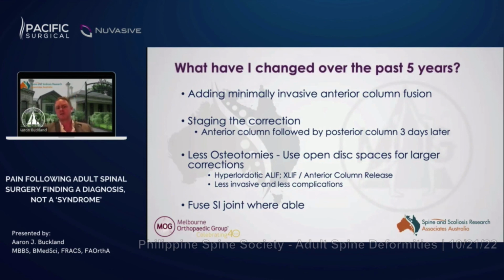I look for open disc spaces to do larger corrections, and I try and do this via hyperlordotic A-lifts, via X-lift or anterior column release. And this is something that certainly 5 years ago in my practice, I was trying to use T-lifts and osteotomies for everything. I found this to be less invasive and have less complications. And I'm now fusing the SI joint wherever able.